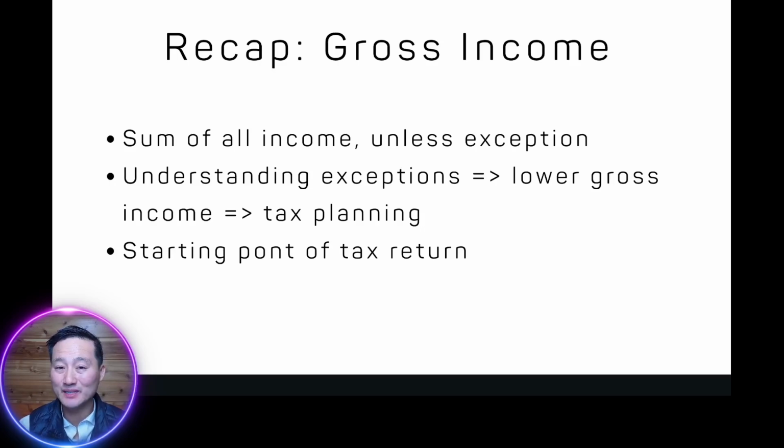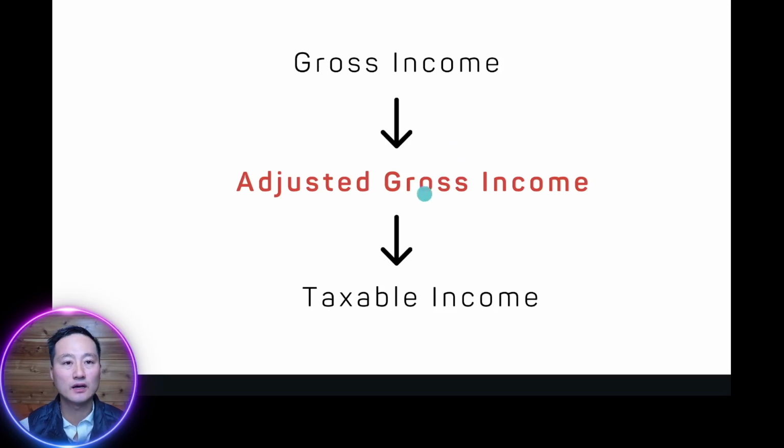Just to recap on part one, we talked about gross income. Gross income is the sum of all incomes unless an exception, like Section 121 home gain exclusion, applies. Understanding these exceptions that lower gross income is a big part of tax planning. Gross income is the starting point of every individual's tax return. So let's talk about adjusted gross income on 1040 anatomy.